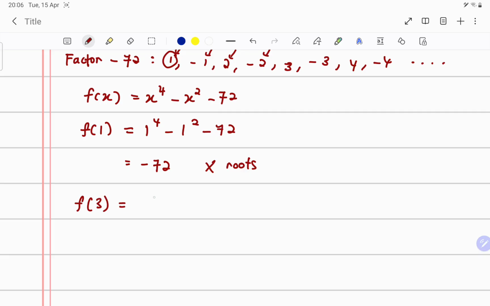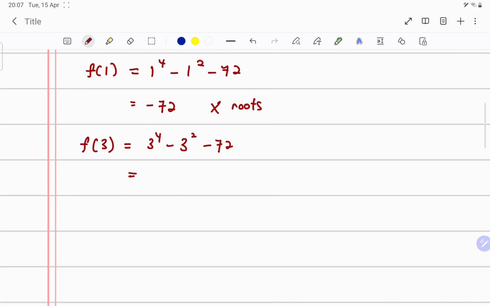Later on I will try with 3. So I substitute inside. So 3 to the power of 4 minus 3 to the power of 2 minus 72. Use the calculator to press, and then you're going to get equal to 0. So that means right now x equal to 3 is one of the roots.